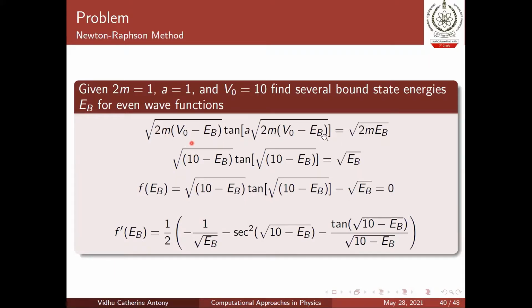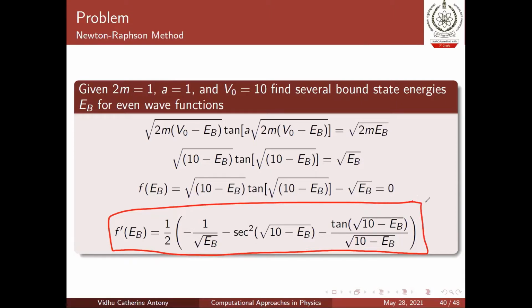So what do you do? You substitute all of these values that you have, and then you write your f(E_B) equal to 0. Now the trick here is this. The issue is that calculating this whole thing takes a humongous amount of time. It probably takes pages and pages of calculation. So how do you calculate this f'(E_B) without having to explicitly find the derivative? There is a trick to do that as well.